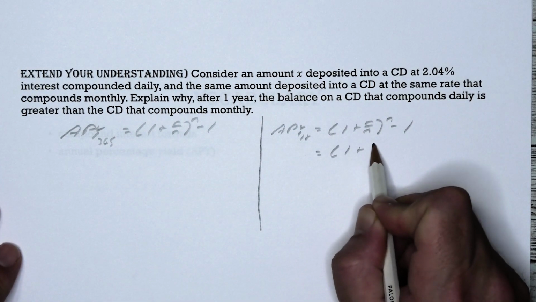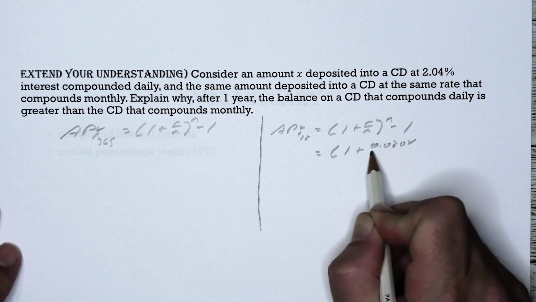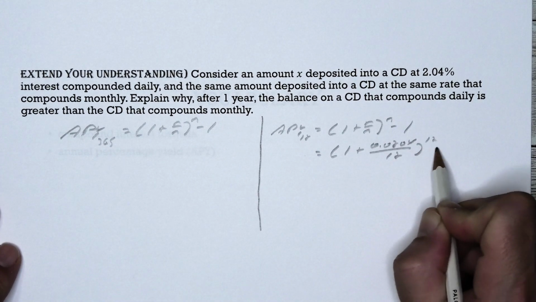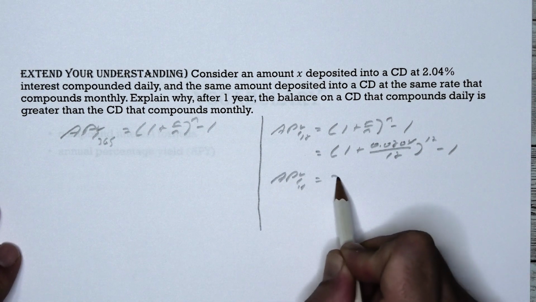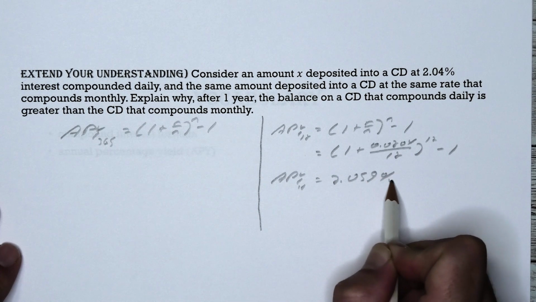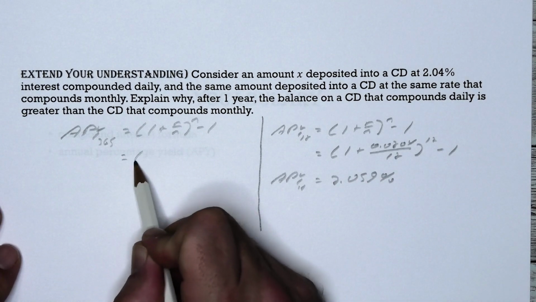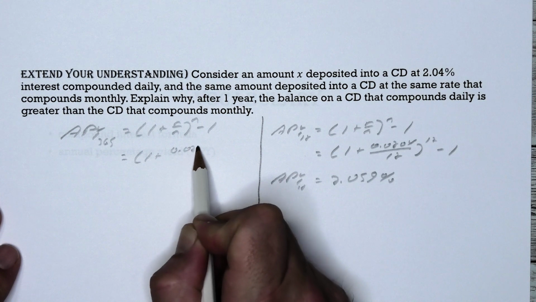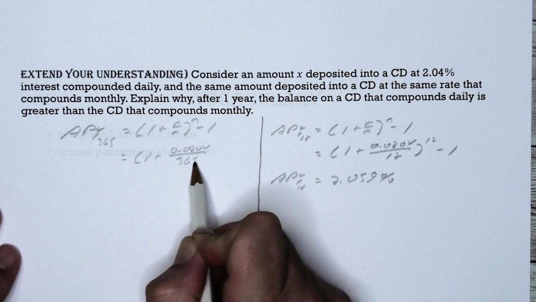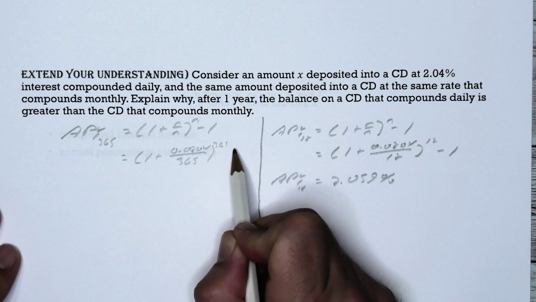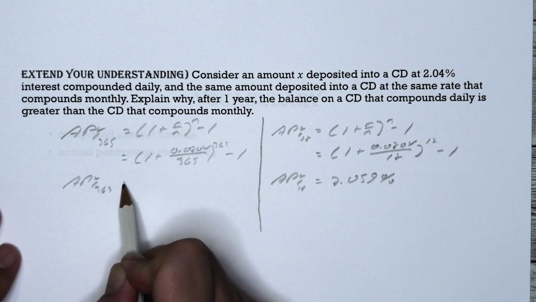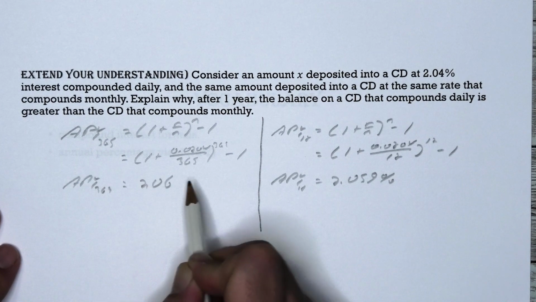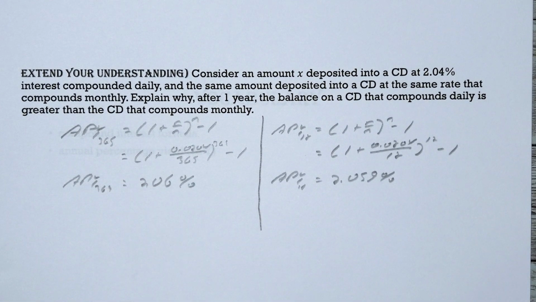Looking at the monthly, we get 1 plus 0.0204 divided by 12 to the 12 power minus 1, which gives us an annual percentage yield of 2.059%. Looking at the daily, we get 1 plus 0.0204 divided by 365 to the 365 power minus 1, or an annual percentage yield for the daily compounding of 2.06%. So why does the daily have a higher percentage? Simple, because it compounds more frequently.